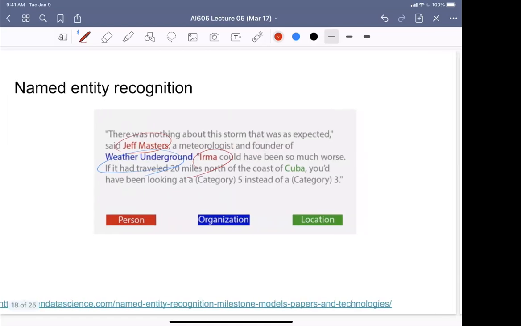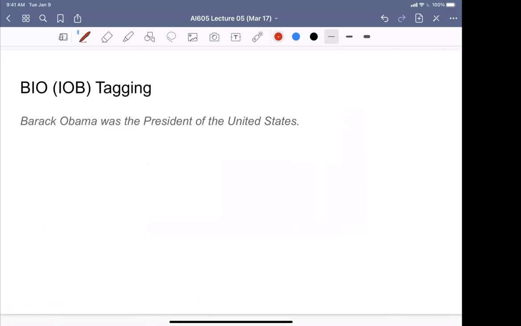So that's why people have come up with what's called BIO tagging or IOB tagging. So the idea is really simple, though. While the name might not be familiar, the idea is quite simple. Suppose that we want to do named entity recognition on this sentence: Barack Obama was the president of the United States. And really, if we want to do named entity recognition through token classification, we want to classify each word into one of the categories, right? And the categories here will be defined as person, organization, and location. But some words might be none of these, right? So we'll define O here.